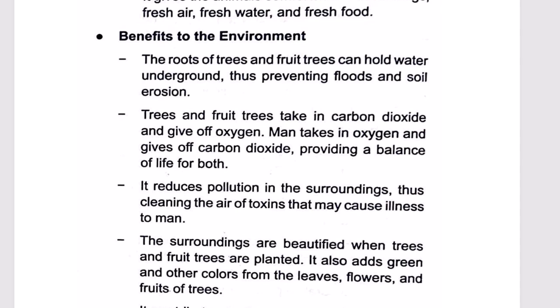So it's give and take. They give out oxygen and we inhale oxygen. That's why we need to have more plants around us to have more oxygen. It reduces pollution in the surroundings because pollution is usually more on carbon dioxide. So they absorb the dirty part, and then they give us the clean part, which is what we need, which is oxygen, thus cleaning the air of toxins that may cause illness to man.